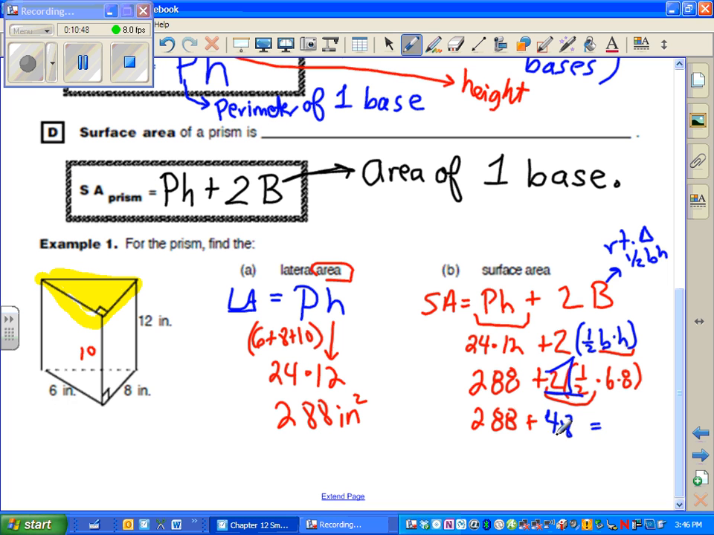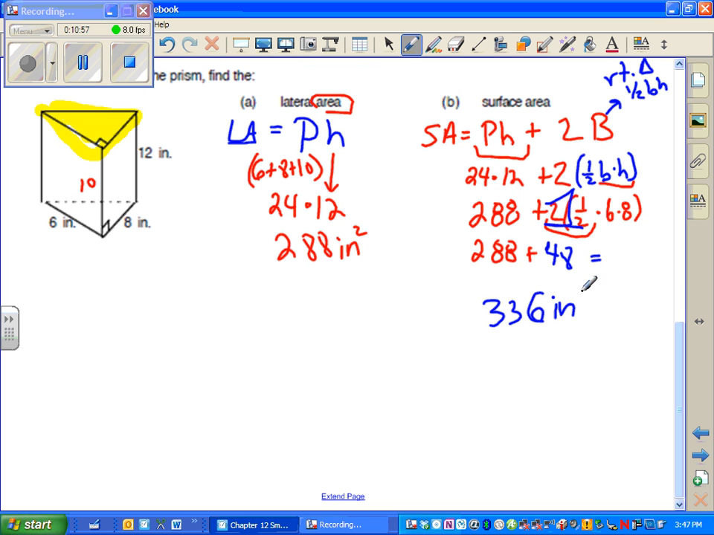So I have 288 plus 48. And that gives me a total of 336, units being inches. And since this is also area, it is going to be squared.